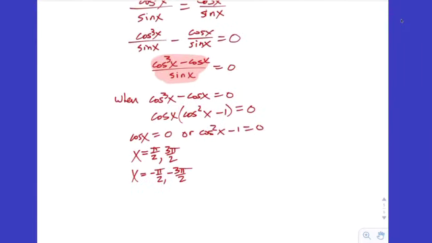Now we got to be careful. Remember up here we had sine of x in the bottom? What happens if one of those gives us division by 0? It's undefined. We have to toss it out. Do any of these solutions make sine of x 0? No. Sine is equal to 0 at 0, pi, 2 pi, 3 pi, multiples of pi.